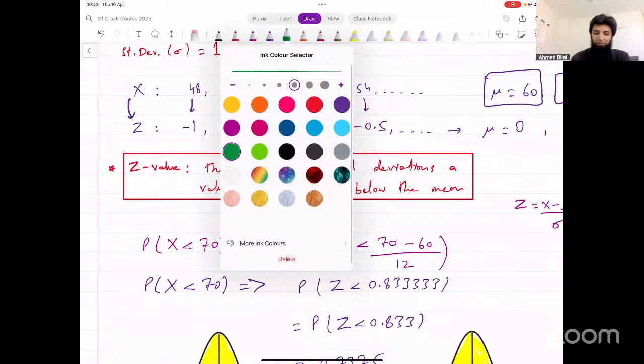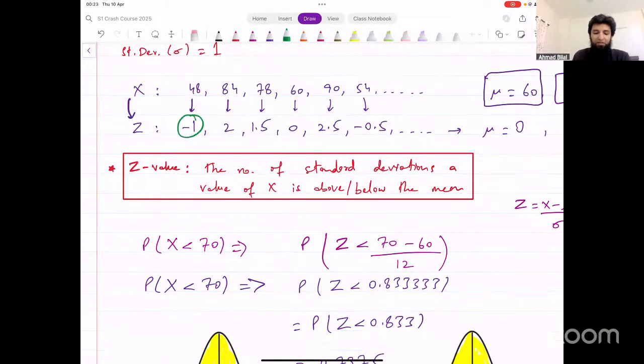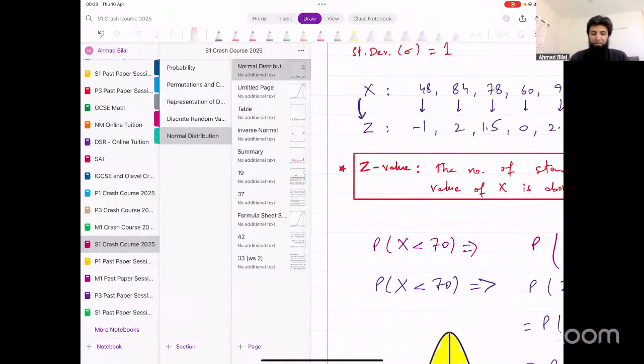Okay. So for example, a z value of -1 means you are 1 standard deviation below the mean. 2 means you're 2 standard deviations above the mean. 1.5 means you're 1.5 standard deviations above the mean. So z value basically tells you the number of standard deviations you are above or below the mean. If it's a positive value, that many standard deviations above the mean. If it's a negative value, you're below the mean by that many standard deviations.